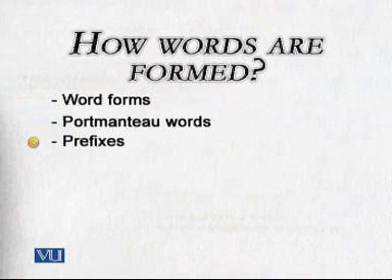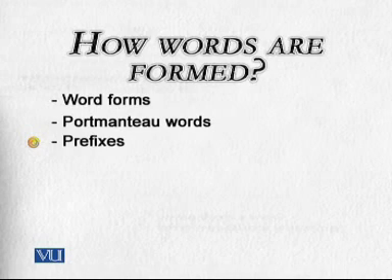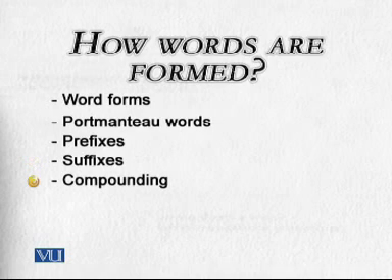The third method is prefixes. Prefixes means groups of letters which you can put at the start of words to construct further words. And exactly the same way, there are suffixes. Suffixes means groups of letters you can put at the end of words to make more words. And the last one is compounding. Compounding means 2 words put together, making a new item. So these are the 5 ways of word formation. Let's discuss these one by one.